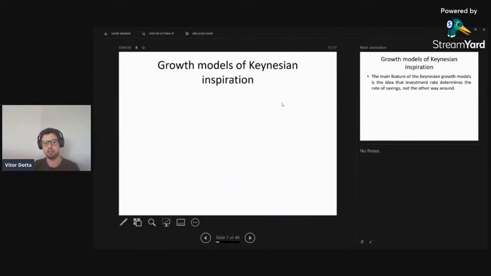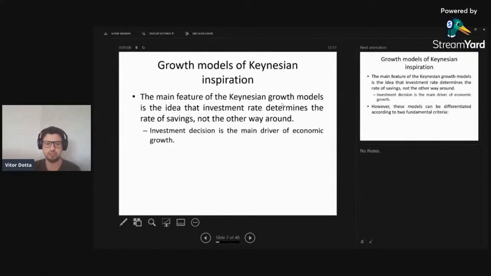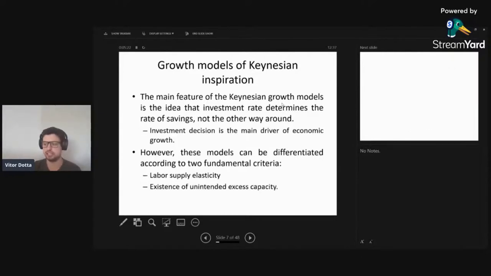Then, using the models of Keynesian inspiration, the main feature of Keynesian models is the idea that the investment rate determines the rate of savings and not the other way around. So investment decision is the main driver of economic growth. However, these models can only be differentiated according to two fundamental criteria. These criteria are the labor supply elasticity and the existence of unintended excess capacity.